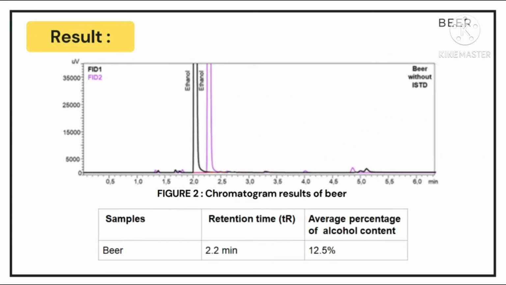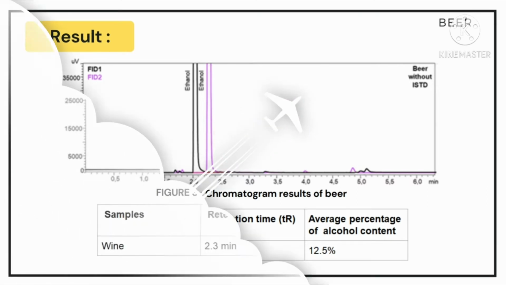Figure 2 shows the chromatogram results of beer. The average percentage of alcohol content in the beer drinks tested was 12.5%. The retention time of the peak is at 2.2 minutes.